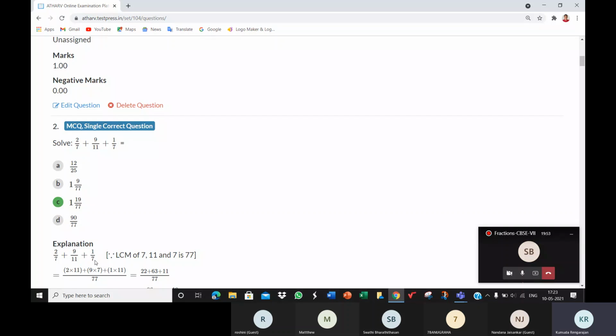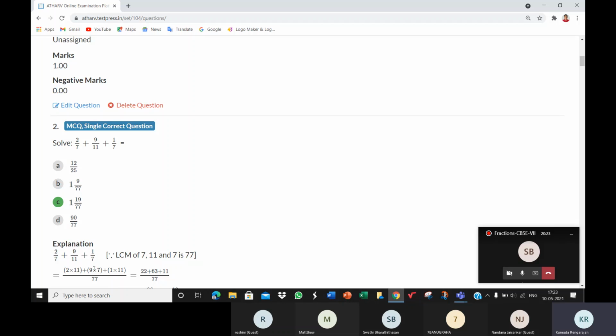And the last fraction, the denominator is 7, but we have the common denominator 77. So 7 into 11 will give us 77. Multiply that 11 to the numerator, 1 into 11. So this is the first step, meaning after finding the LCM, this is the first step.